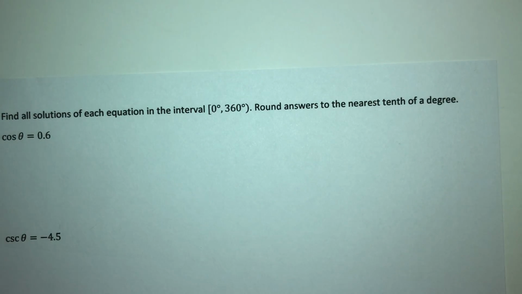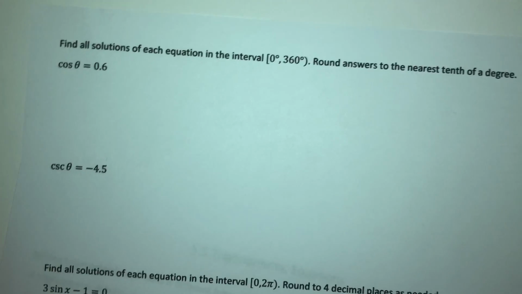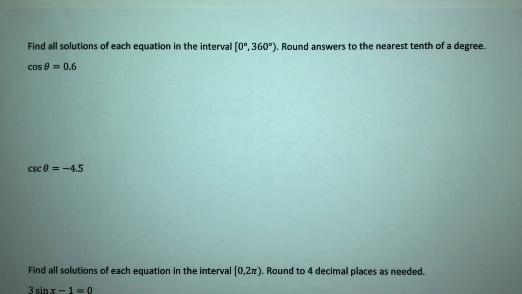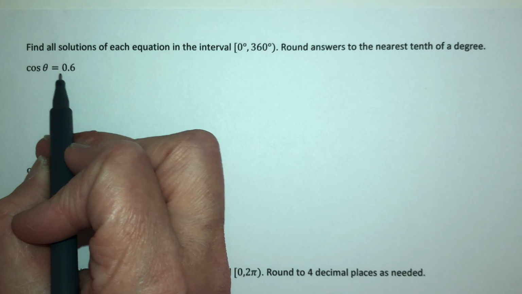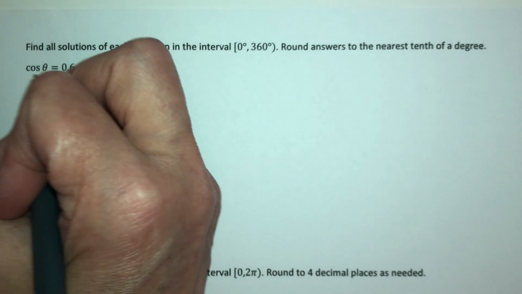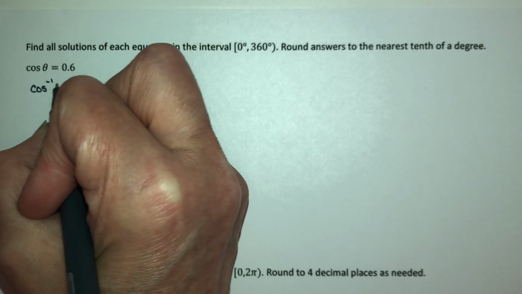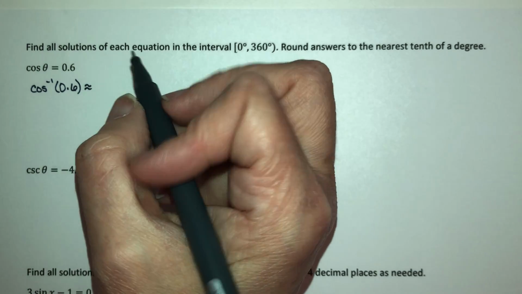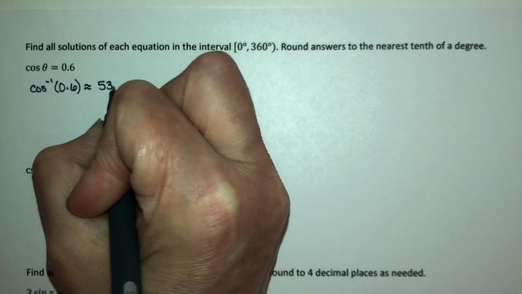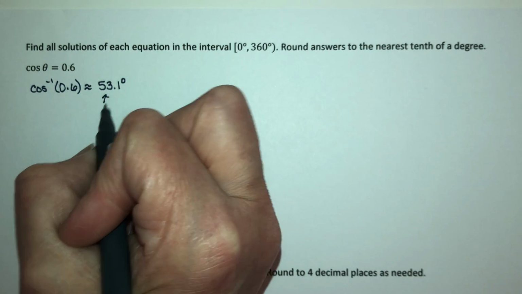Okay. So let's find all solutions in degrees, and we're supposed to round our answer to the nearest tenth of a degree. So we're not going to have exact solutions here. Okay, so cosine of theta is equal to 0.6. First thing I want to do is to find inverse cosine of 0.6. And that is approximately 53.1 degrees. So this is the alpha.